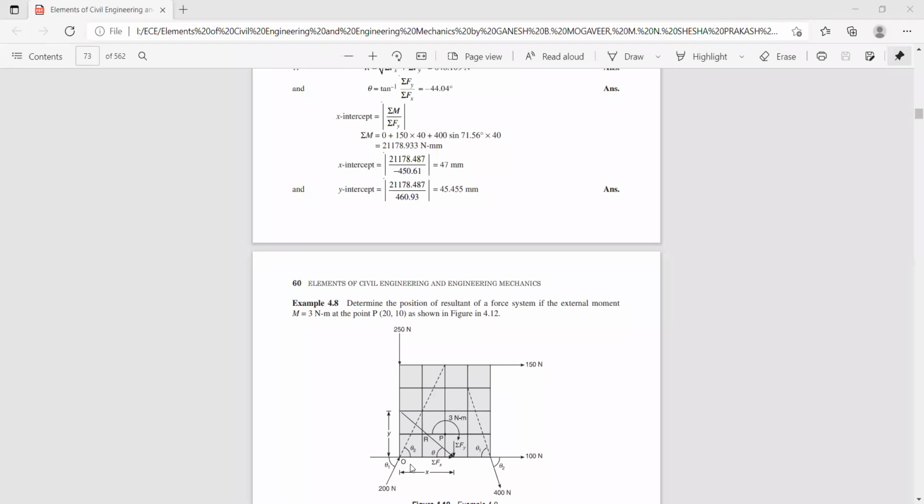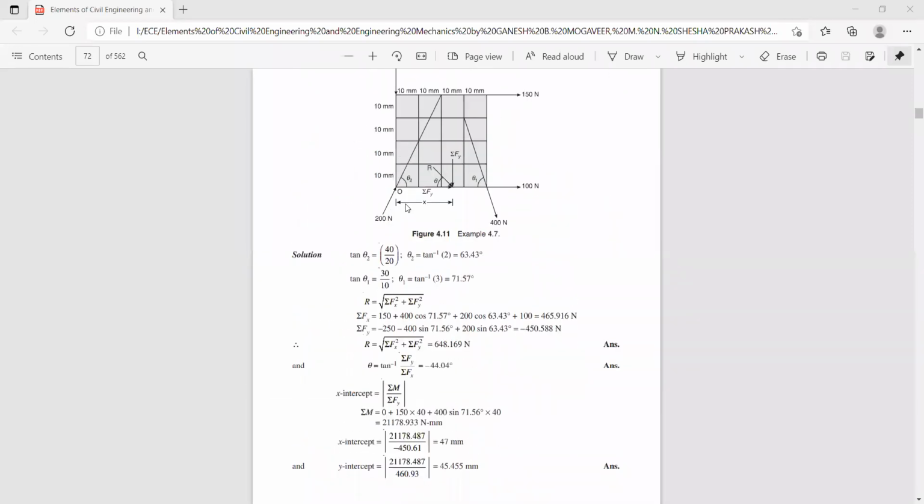So now here, let us consider this point as say A or O, the origin of the coordinate axis, and this 200 Newton force is acting at this point, and this angle is theta1, this angle you can call theta2. And at point B, say 250 Newton is acting, and at point C 150 Newton is acting, and this is 100 Newton and 400. It's the same problem. The numericals are the same.